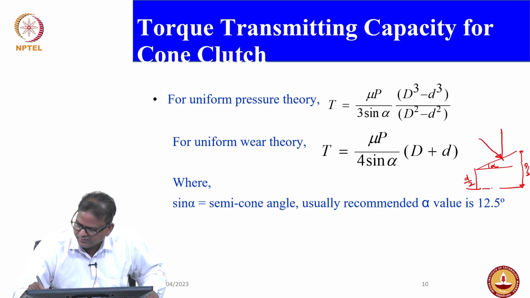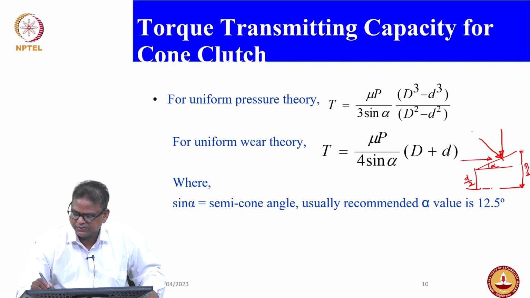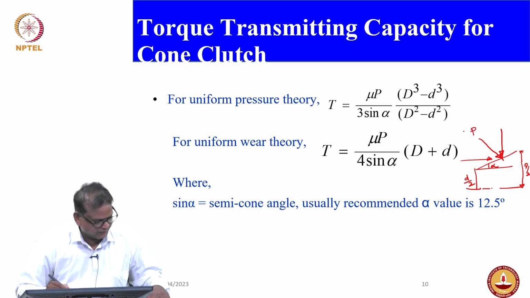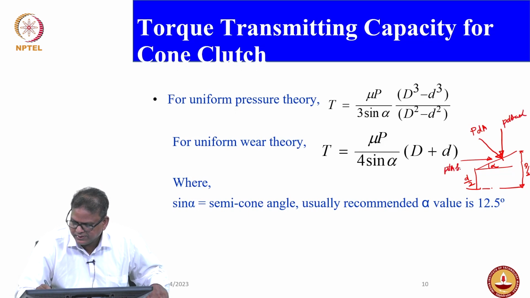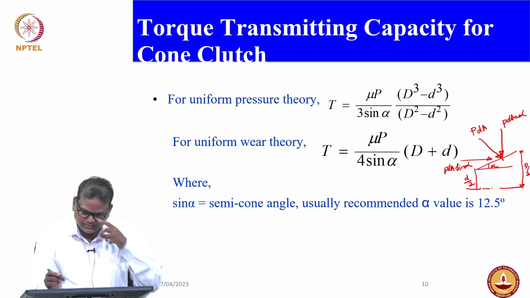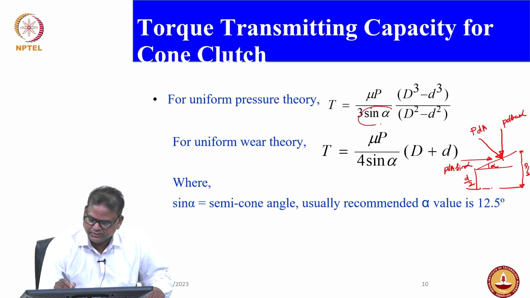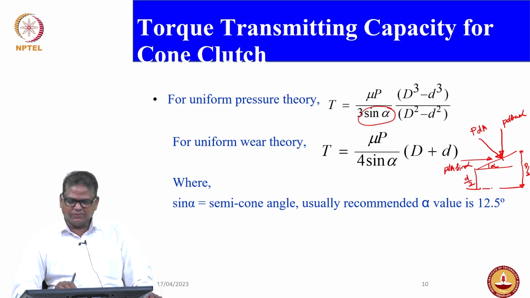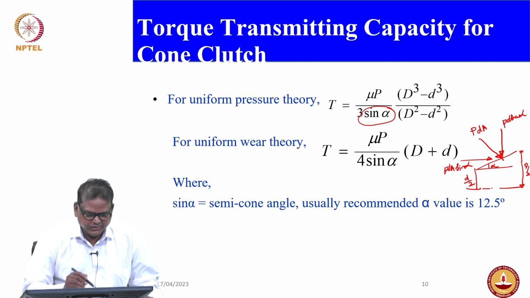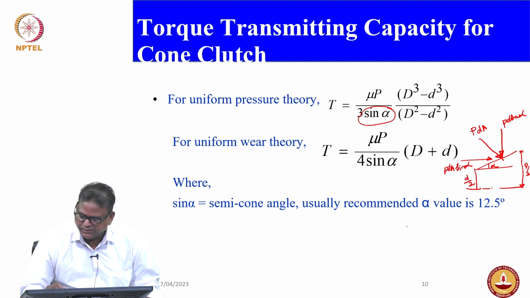Then you will have two components, vertical component and the horizontal component. This is your activation force P, right, with the small P delta, and this should be cos alpha and this should be sin alpha. So if you do that, the sin alpha will come into the denominator. That's the difference coming. So rest of the thing is the same, right? Only this is the thing. Normally the semi cone angle is recommended 12.5, right.